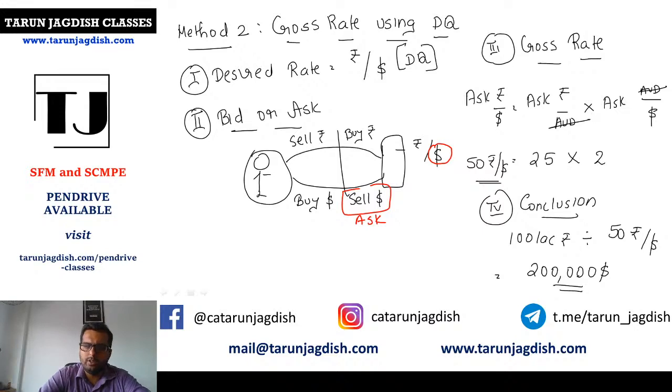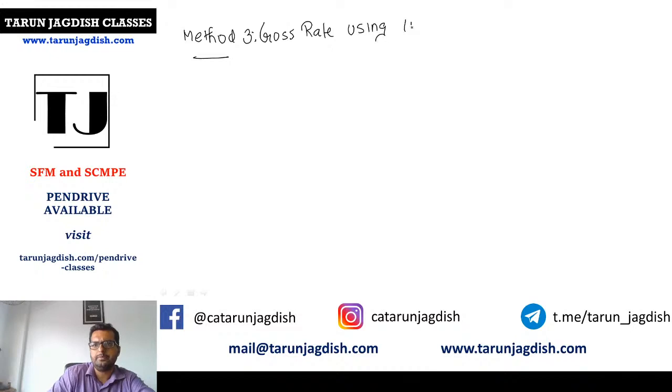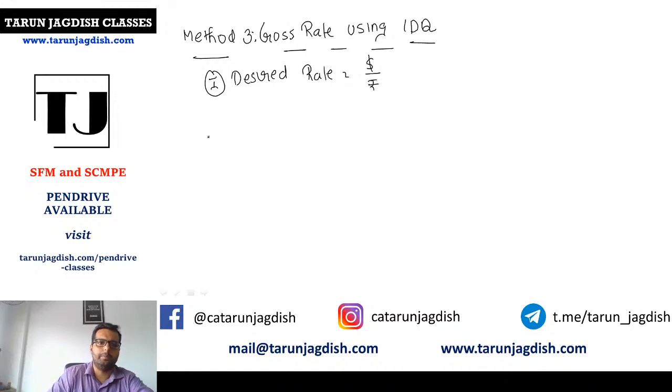Alright friends, now I'll go to the last method, method 3, that is cross rate using indirect quote. Alright, here also I'll have the same 4 steps, but the only difference will be desired rate will now be dollar bar rupee. It will not be rupee bar dollar. So that is the indirect quote. Now I will do bid or ask.